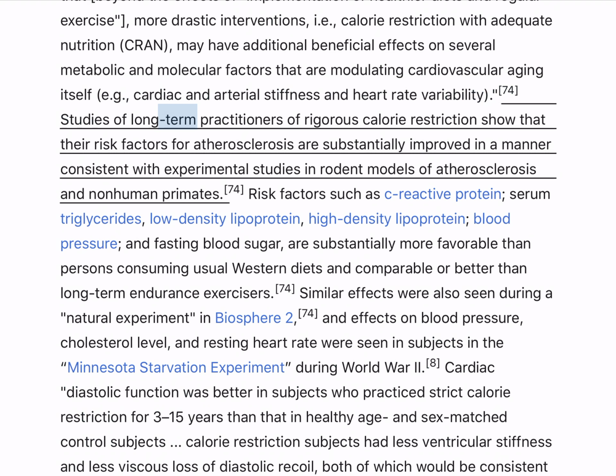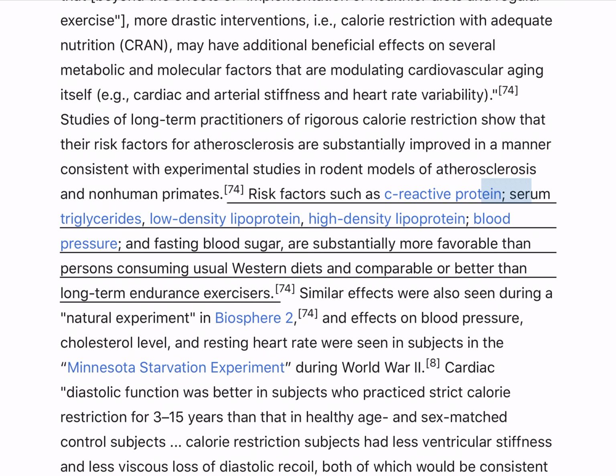Studies of long-term practitioners of rigorous calorie restriction show that their risk factors for atherosclerosis are substantially improved in a manner consistent with experimental studies in rodent models of atherosclerosis and non-human primates. Risk factors such as C-reactive protein, serum triglycerides, low-density lipoprotein, high-density lipoprotein, blood pressure, and fasting blood sugar are substantially more favorable than in persons consuming usual Western diets and comparable or better than in long-term endurance exercisers.